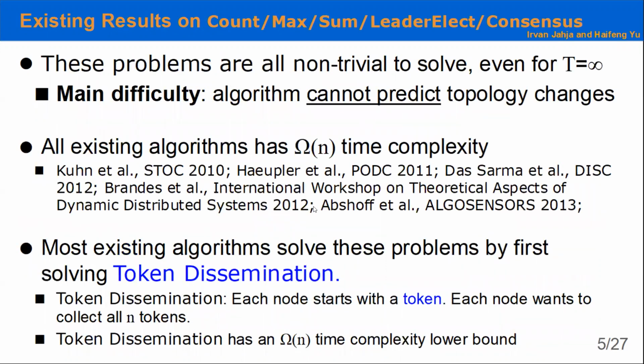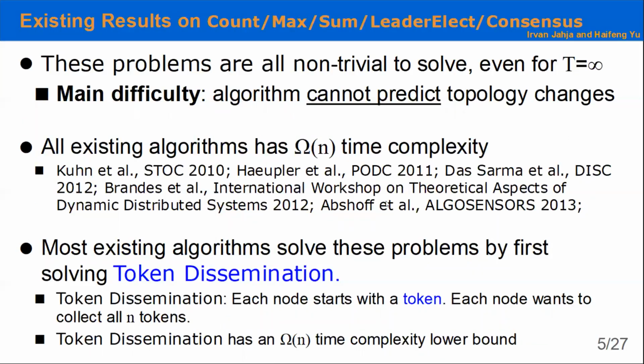In T-interval dynamic networks, all these problems are non-trivial to solve. This remains true even when T is infinity. The central difficulty here is that the topology changes can be adversarial, and the algorithm cannot predict all the following: how the topology will change, which edges will be removed, which edges will be created, and so on. In the case of T equal infinity, even though there is a stable backbone topology that remains there in all rounds, the algorithm does not know which edges belong to the stable backbone.